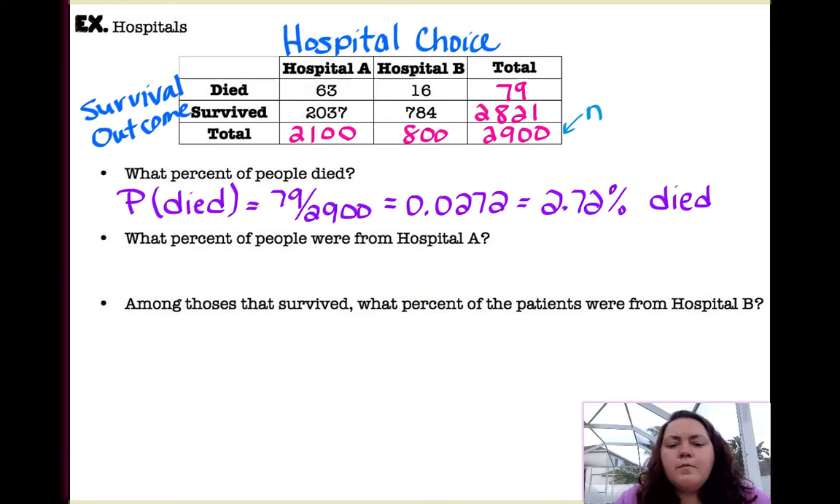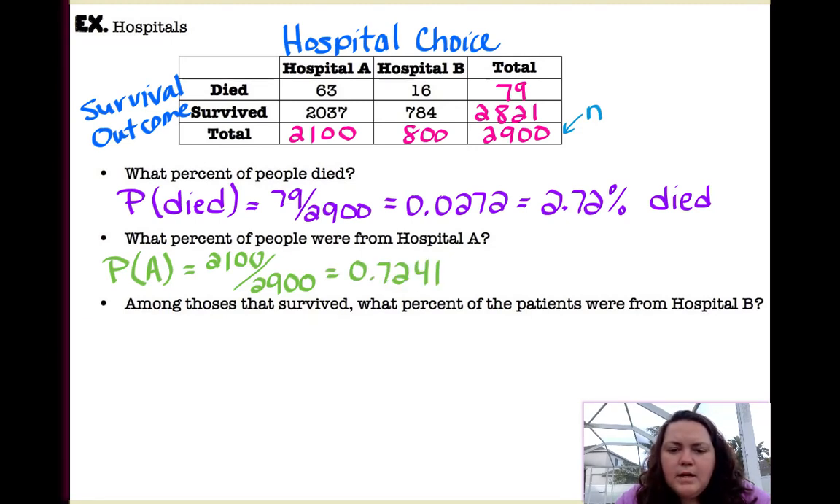All right, what percent of people were from hospital A? So I'm going to look at the total from hospital A out of the grand total. So 2,100 out of 2,900, I get 72.41% from hospital A.